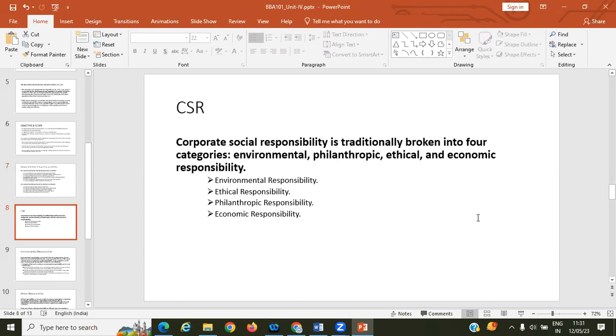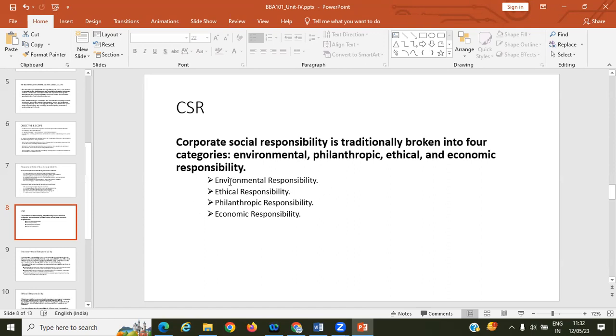We discussed CSR activities, corporate social responsibility, CSR. There are four types of CSR: environmental responsibility, ethical responsibility, philanthropic responsibility, economic responsibility. Environmental responsibility is when you are thinking about the environment. We all know business has a profit motive, so we are doing business to make a profit. But along with that, we have to think about the environment and the society. If we think that way, that is a good thing.